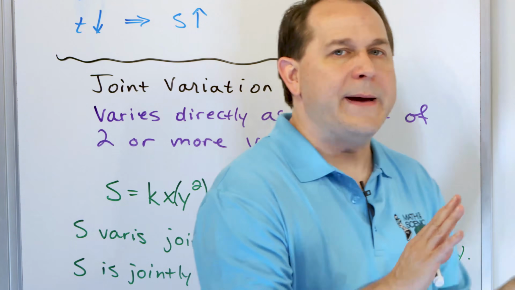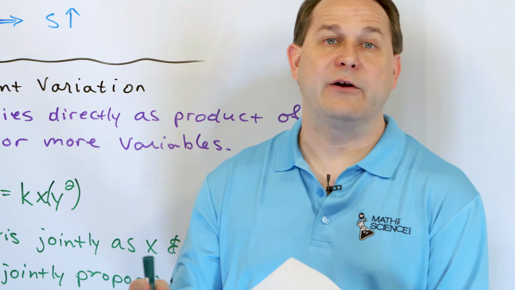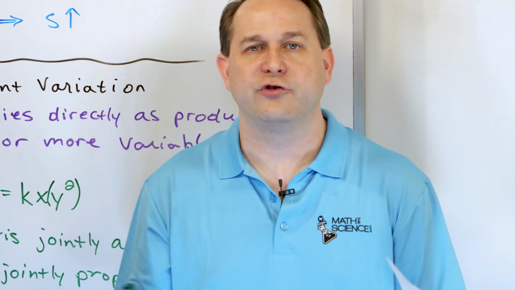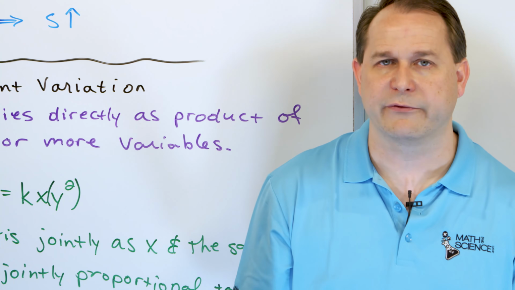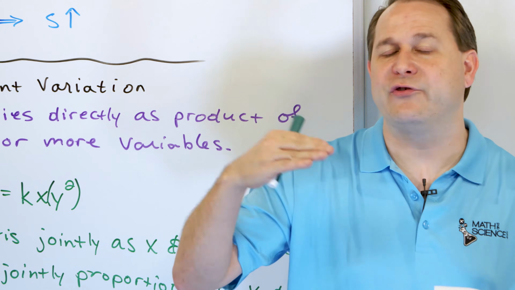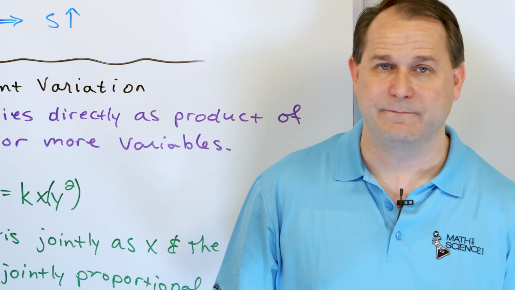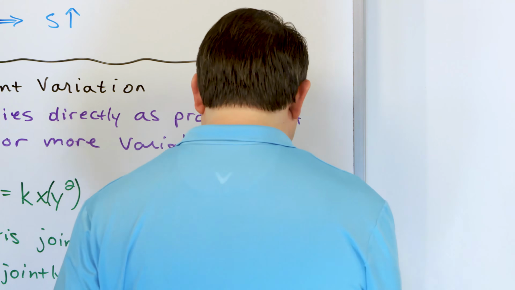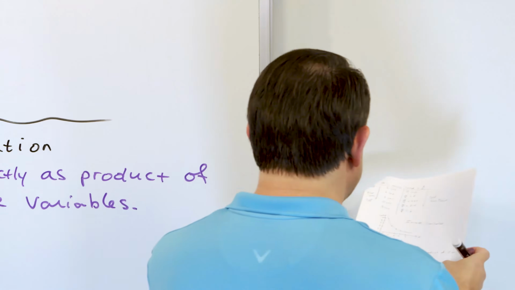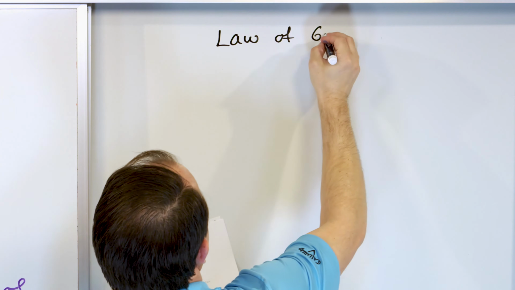So we've talked about direct variation, we've talked about inverse variation, and now we've talked about joint variation, which is basically just direct variation with two or more variables, right? So now I want to give you an example of when you have an equation that can have a direct variation and an inverse variation in the same equation. And the most famous example I can give you of that is the law of gravitation. The law of gravity.